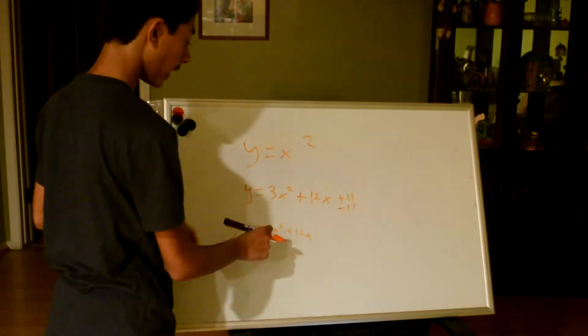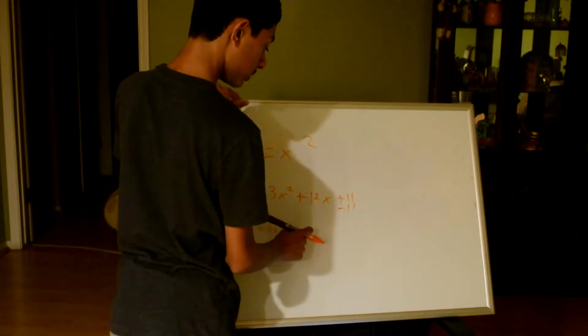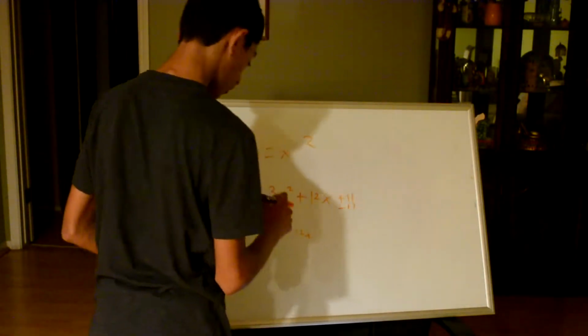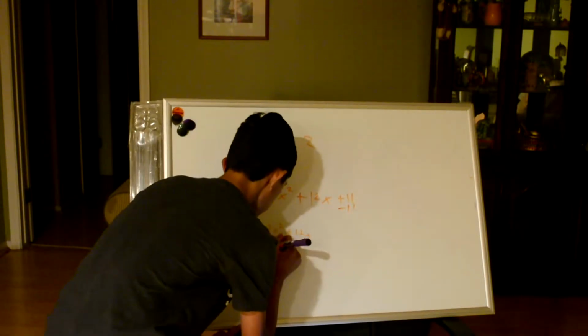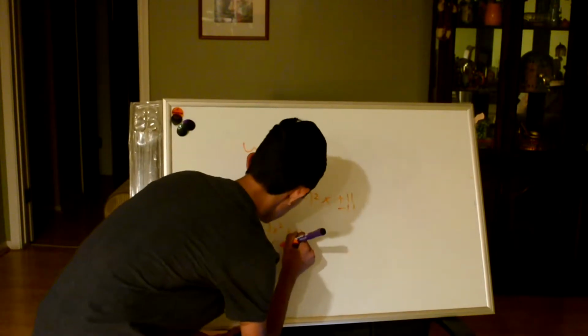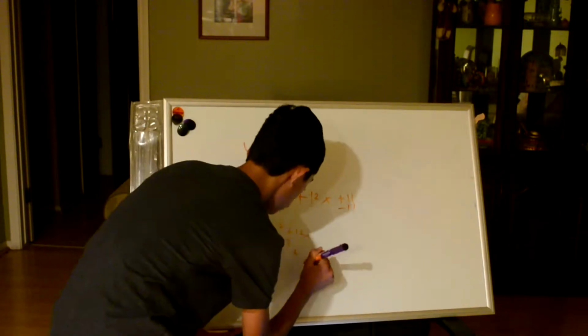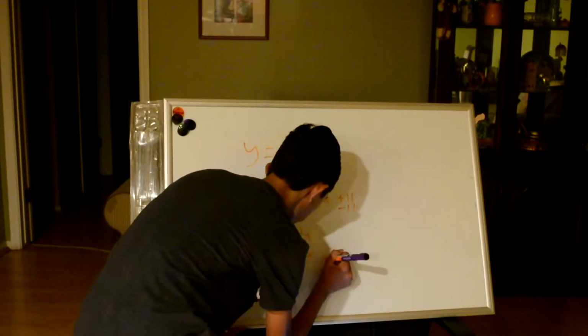Now, you divide 3 into this, and you put it outside the parentheses. Might sound complicated, but it's really simple. So you put 3, and you divide each of them by 3. 3 divided by 3 is 1, so it'll be x squared. And 12 divided by 3 will be 4, so it'll be 4x.